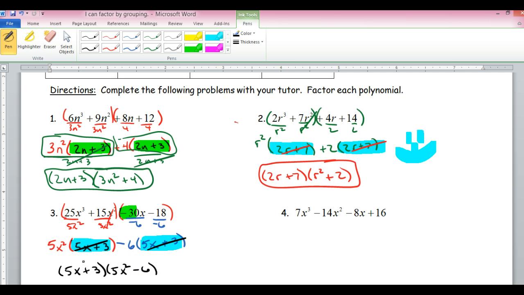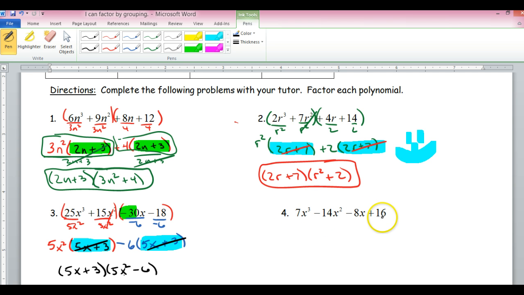And again, just like any factoring method, you can always check your answers quickly by multiplying the binomials out. 5x times 5x squared gives you 25x to the third, minus 30x plus 15x squared, and then 3 times negative 6 is negative 18. There would be no like terms to combine, so you know you are correct. Now look at this last one here.